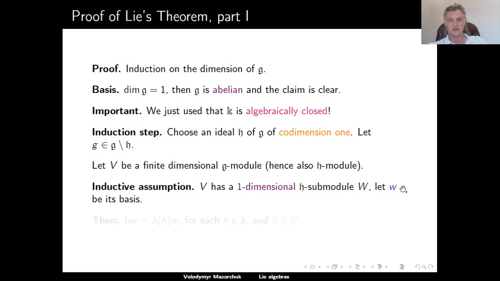We denote by little w the basis of this submodule. Then, since capital W is one-dimensional, for any element h in H, when we apply h to our basis vector little w, we will get some scalar multiple of w. Let's denote by lambda of h this scalar. And this is true for any h in H. Because of the linearity of our action, lambda must be a linear functional on H. In other words, there is lambda in the dual space of H such that h w is equal to lambda of h w for any h in H.